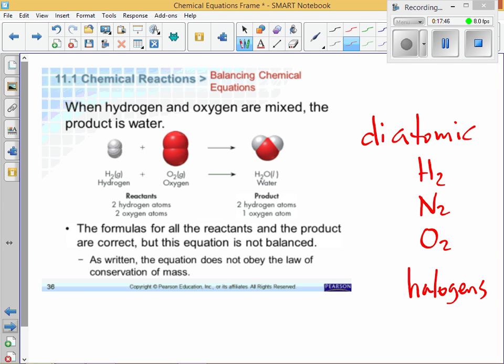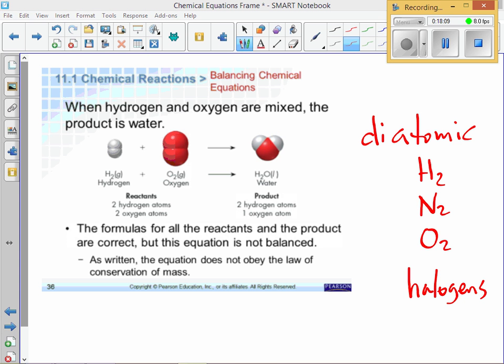So remember this little upside down L right here. Do you see it? Nitrogen, oxygen, and then all the halogens. What else? Hydrogen. Those are the ones you have to remember. They form diatomic molecules. So, if we have hydrogen, we're going to see it as H2. Do you see that right there?